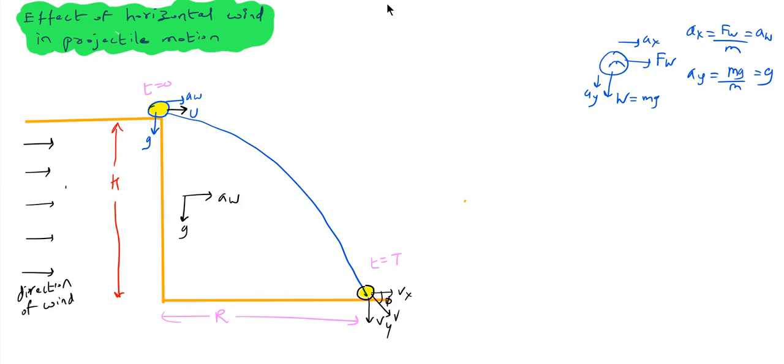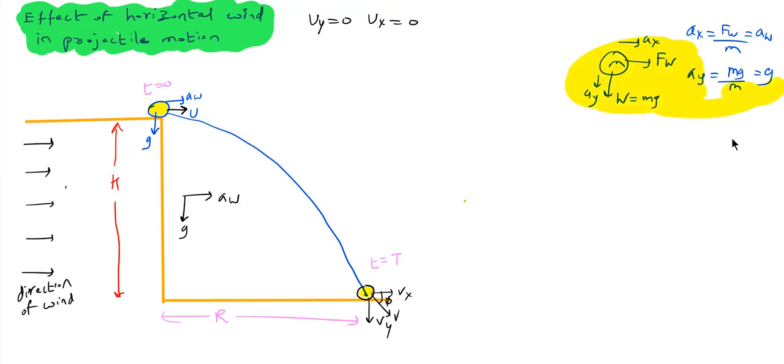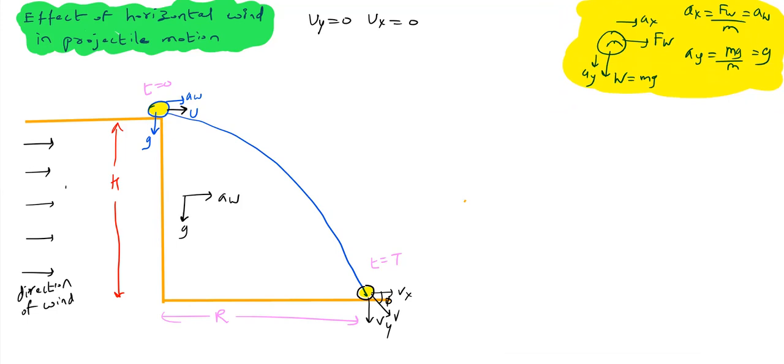So what is the acceleration now? What is the initial velocity along the y-axis? It is 0. Along the x-axis, it is u. And these quantities are related to acceleration. This data will be very useful for us. Okay, keep it aside. Now we'll begin like this.